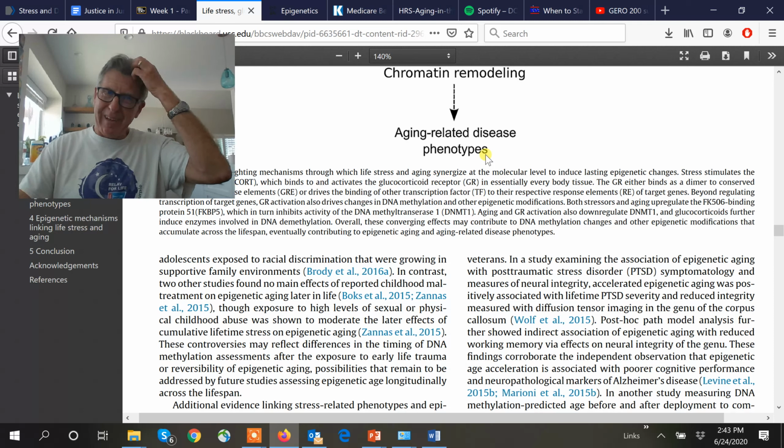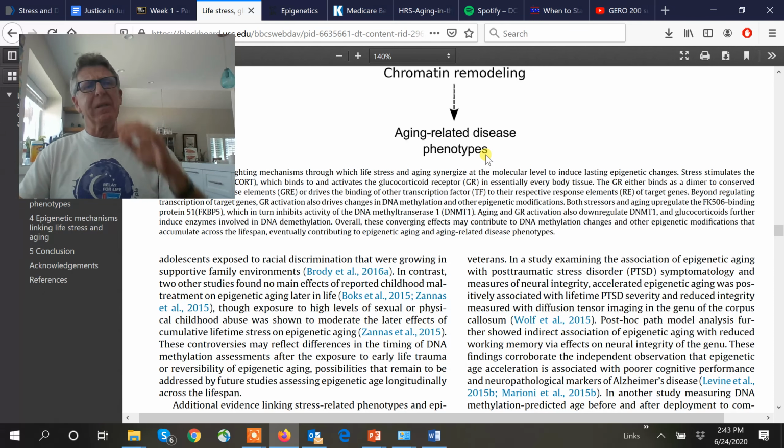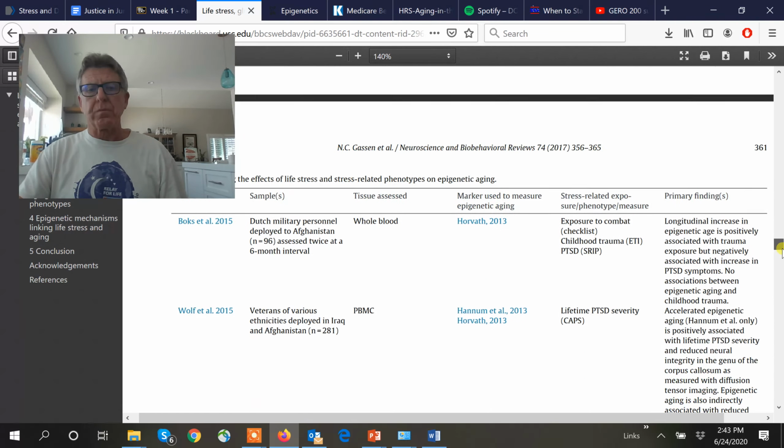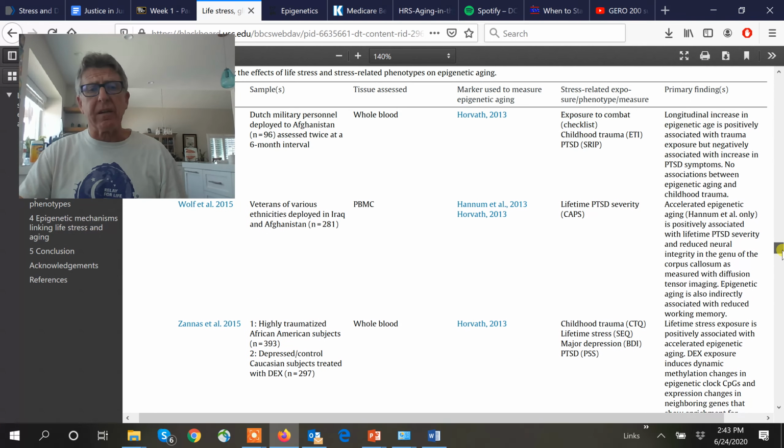What's the phenotype of aging? Age-related disease, aging, cancer, okay? Cardiovascular disease, Alzheimer's disease, kidney disease, you name it, okay? All righty. Awesome. These are study after study after study.